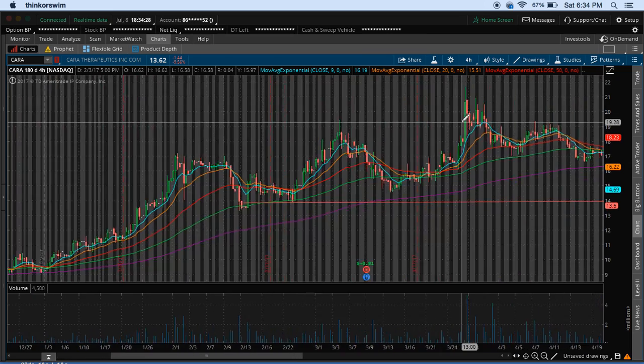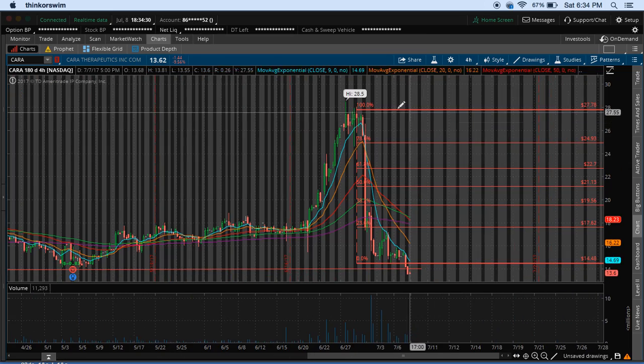And if you look over here, I do have some Fibonacci retracements for the stock Kara, and I'll go into Fibonacci retracements at some point so you guys can learn how to use those. There's just so much stuff we're going to cover, and I'm super excited to get all this information out there for you guys.